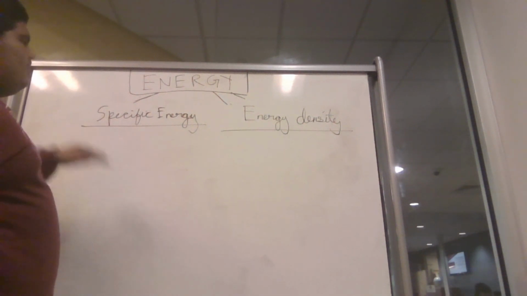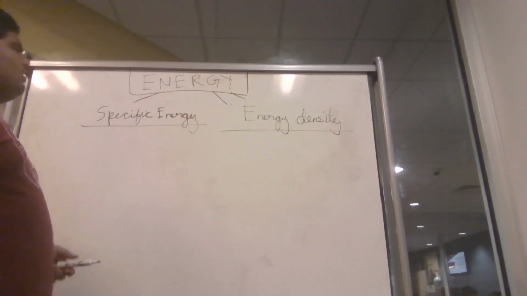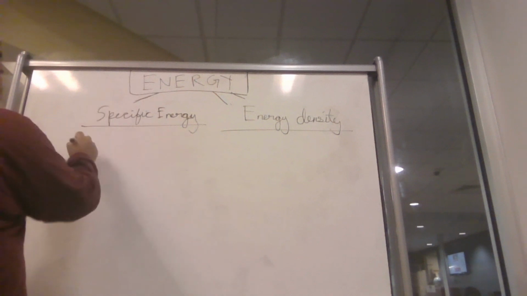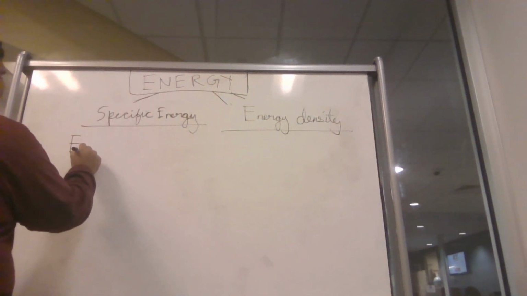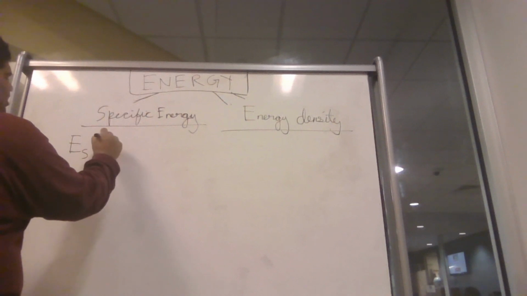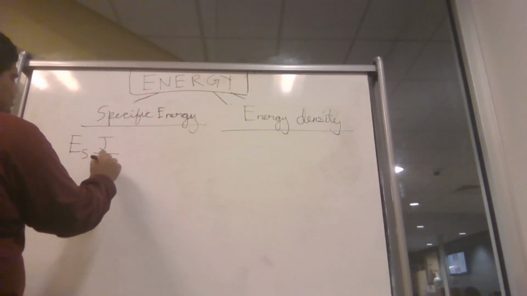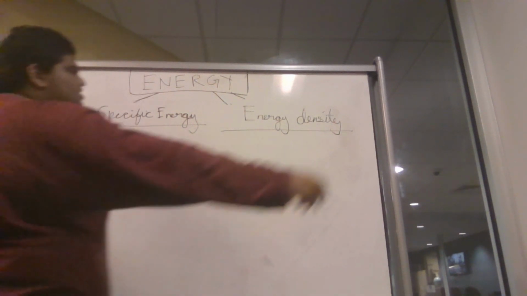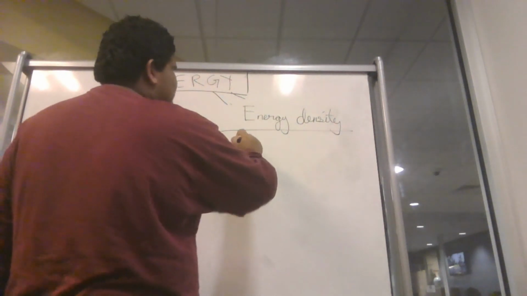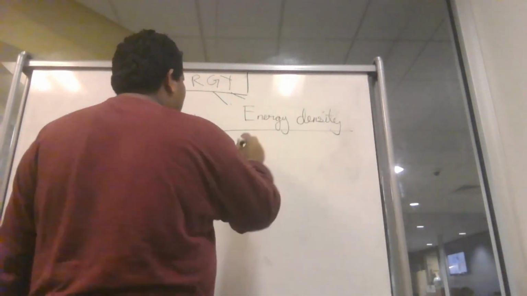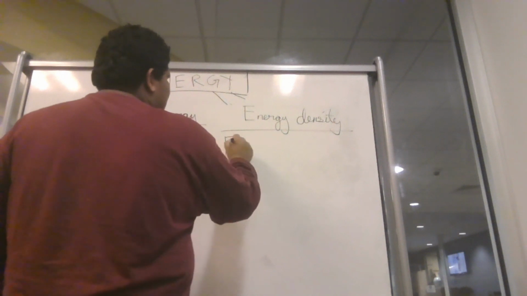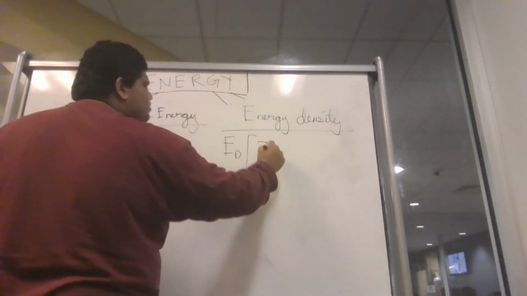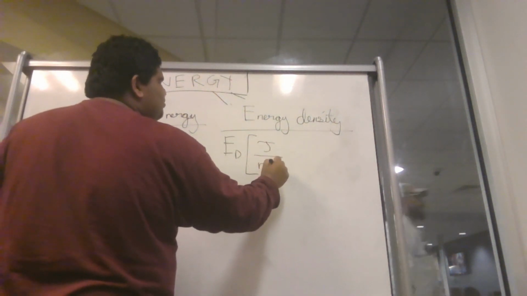Specific energy is the amount of energy in a fuel per amount of mass, and that's denoted by ES, and its units are joules per kilogram. Energy density is the amount of energy present per unit of volume, and that's denoted by ED with units joules per meter cubed.